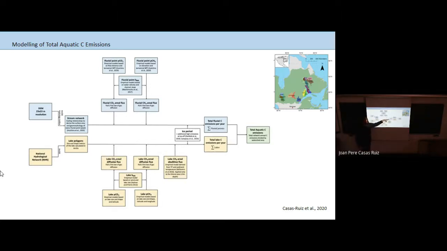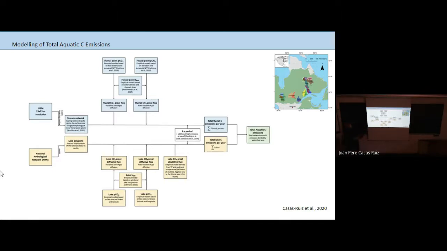What else? On top of that, we added the climatic layer. Okay, we accounted for the ice period, because when there's snow and ice on top of these lakes, we assume that there is no carbon emissions. Although when the ice is off, so when the ice breaks, there's actually like a hotspot of emission. So we also accounted for that.